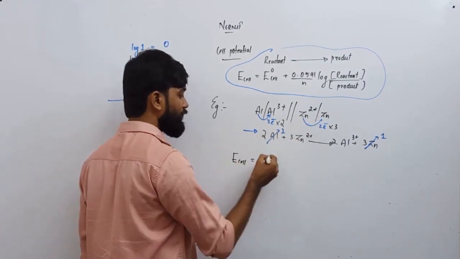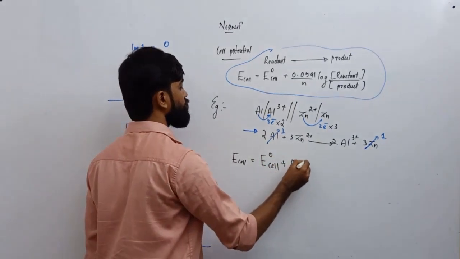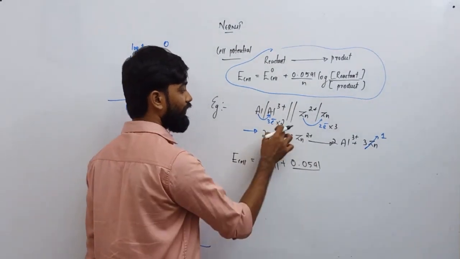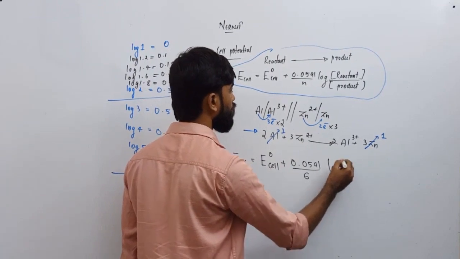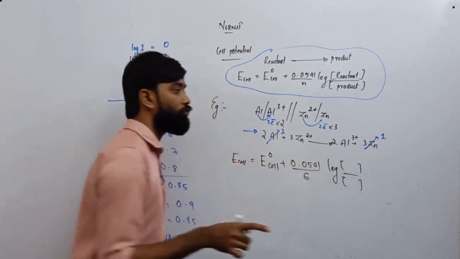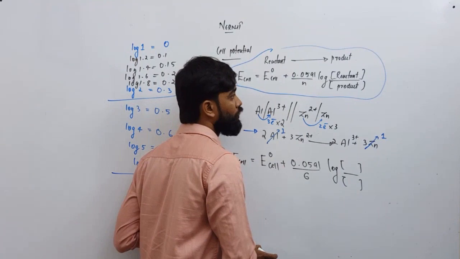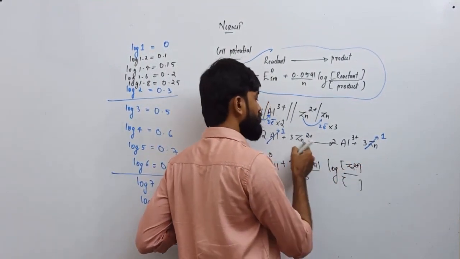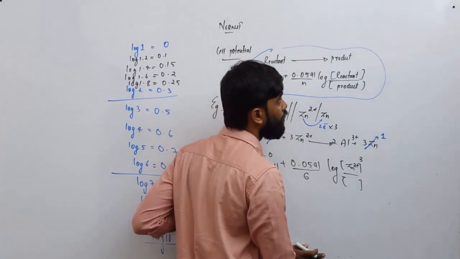Then the equation is E cell is equal to E0 cell plus 0.0591 by n. What is the n here? N, 3 into 2, the total number of electrons involved is 6. Fine. Log the concentration of reactant divided by the concentration of product. So you have to choose which is reactant and which is product, and it is from your cell reaction. So which one is the reactant? Yes, Zn2 plus. Since there is a stoichiometric coefficient of 3, you have to raise it with the Zn2 plus.